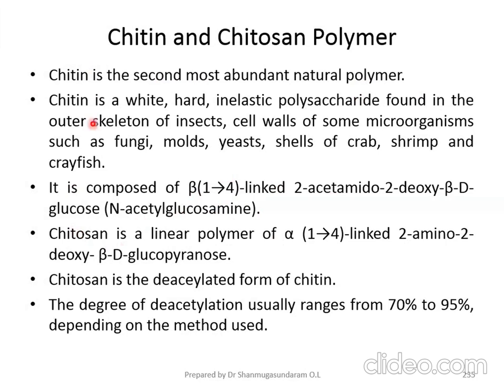This chitosan is derived from chitin only. Some chemical modification has to be carried out on this chitin fiber. Then you will get this chitosan fiber. Chitosan is a linear polymer. Please look at the chemical composition: alpha 1,4 linked 2-amino-2-deoxy-beta-D-glucopyranose.